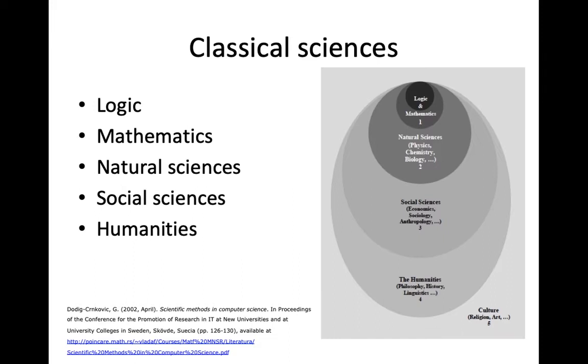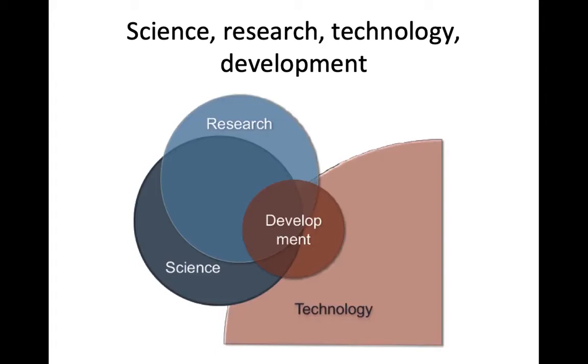What about technology? Let's look at this picture. Here you can see that we have research and science almost overlapping in a large part, and then we have a small part of technology overlapping with science and research. And the development is everything, both research, science, and technology. So when we talk about science in technology, we actually talk about science inventing tools with technology that would be useful to humans.